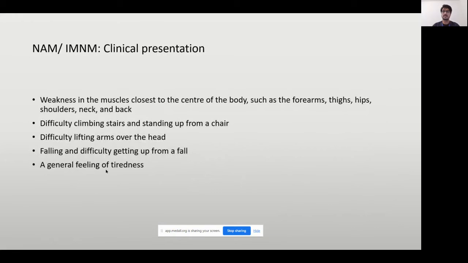Let's talk about the symptoms. Symptoms are more or less the same. There is weakness in the muscles closest to the center of the body, difficulty climbing stairs or standing from a chair, difficulty lifting the arm over the head, falling repeatedly and difficulty getting up from the fall, and a feeling of generalized tiredness.